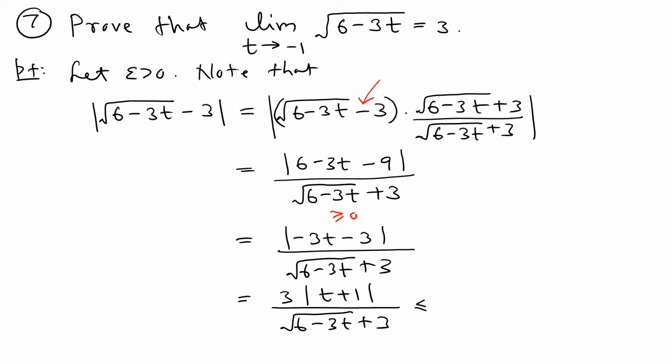Then we can use a similar argument, and you can see that this is less than or equal, because it can be 0, to |t plus 1| times 3 from the top, and we pick the smallest value from the bottom, which is 3. So you can write it like that. Then we're going to pick a delta which is smaller, and the same argument. This simplifies to simply |t plus 1|, since 3 over 3 is 1, so we pick a delta so that this is less than or equal to epsilon.